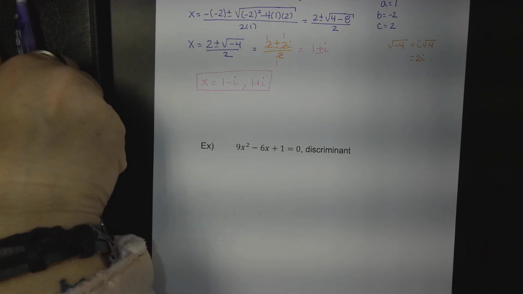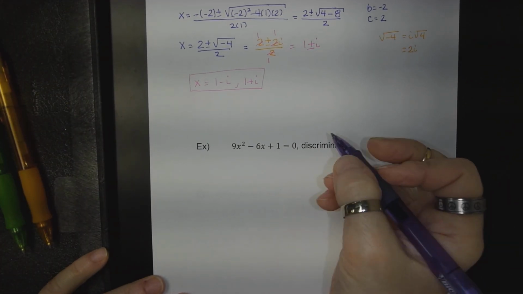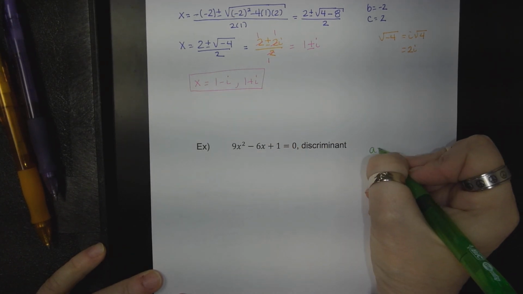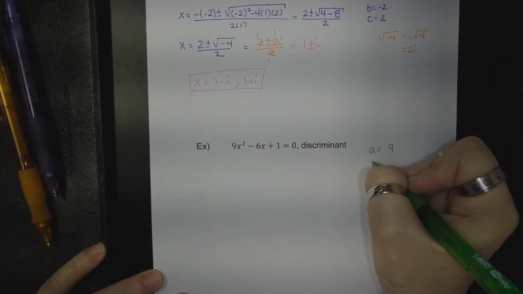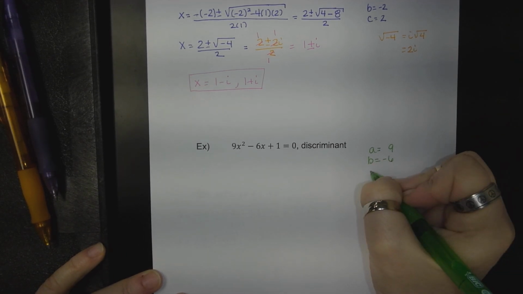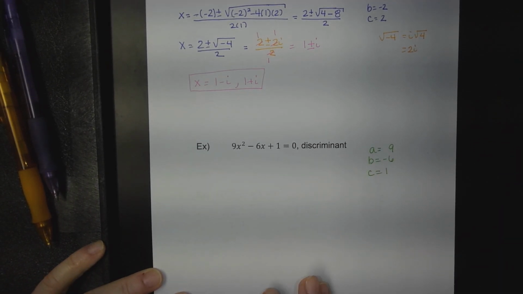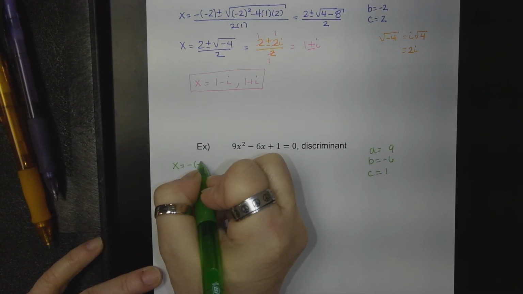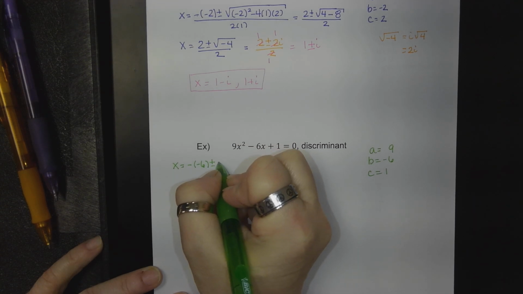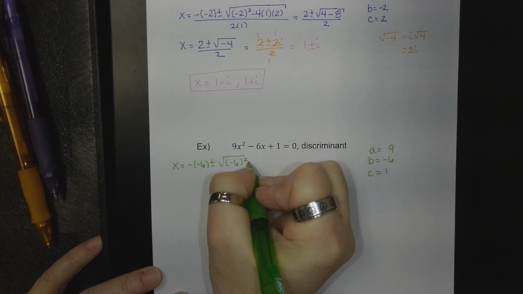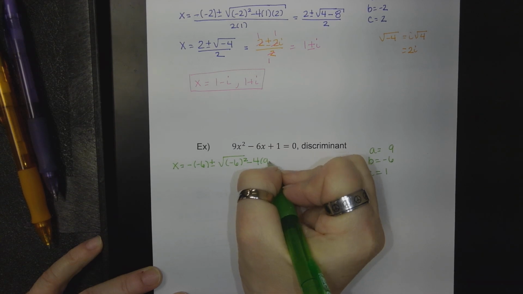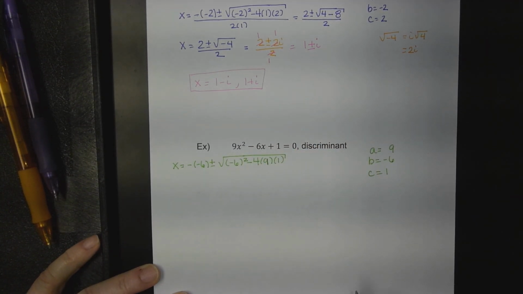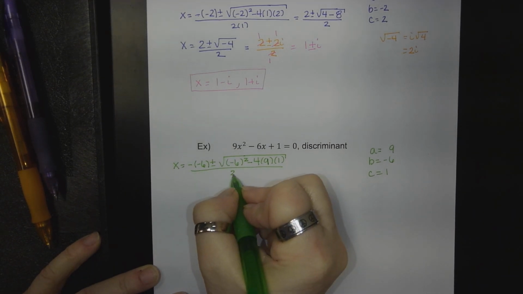All right, so this one is a little bit different. It is already in standard form, so we could just go straight to the plug and chug. So a equals 9, b equals negative 6, and c equals 1. So x equals negative negative 6 plus or minus the square root of negative 6 squared minus 4 times 9 times 1. And that is a 9, not an 8. Sorry, I was writing an 8. All over 2 times 9.